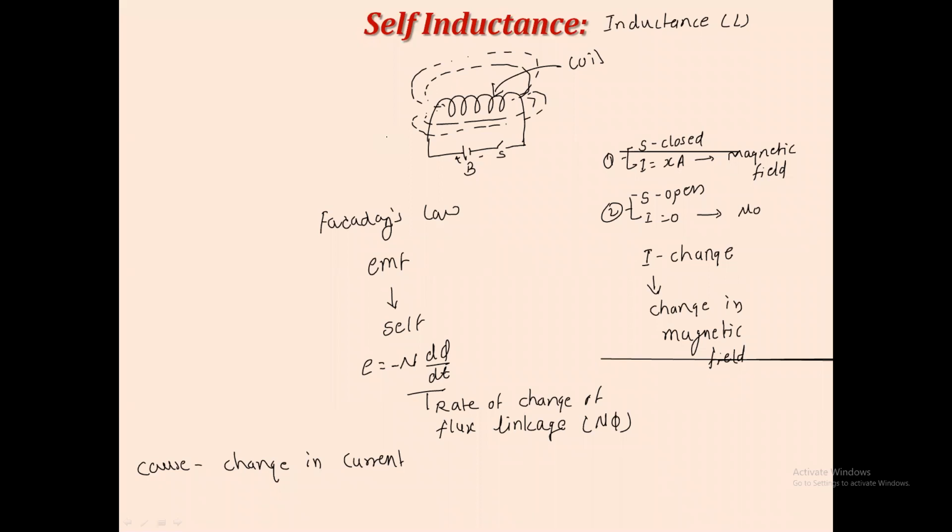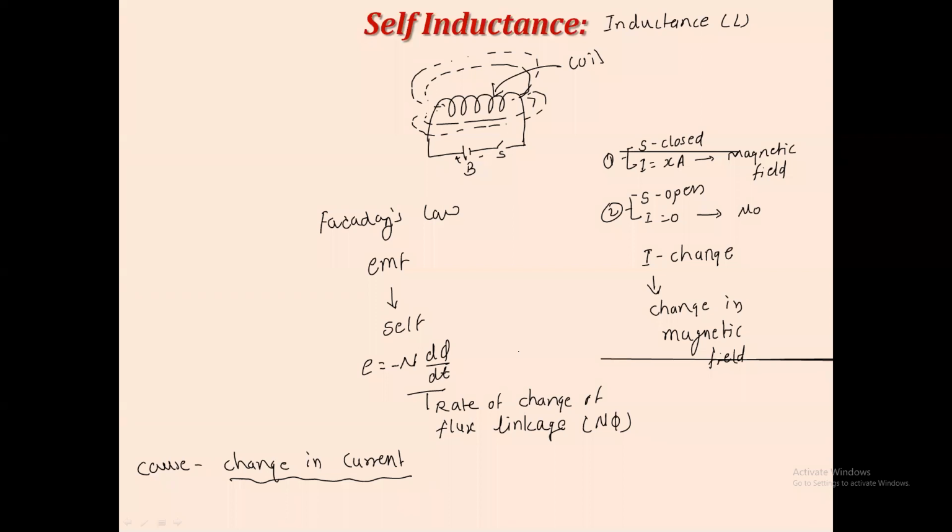Once again, I will repeat. According to Lenz's law, this is the property of a coil. It always opposes the cause produced by it, and the cause is the change in current. So it is the property of a coil. I never say conductor. It is the property of a coil which will oppose the change in current through it. So this property of a coil is known as self-inductance.